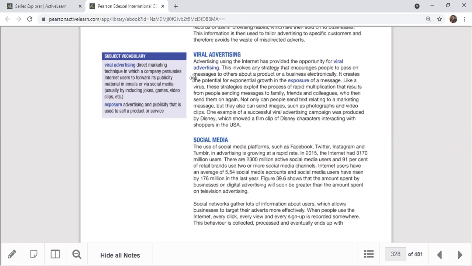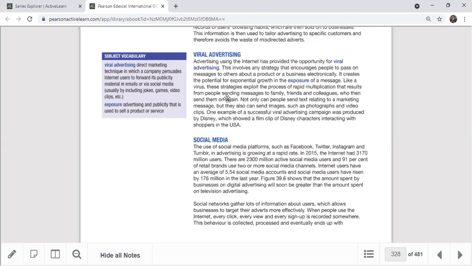Look at this. Viral advertising involves strategies that encourage people to pass on messages to others about a product or a business electronically. It creates the potential for exponential growth. Why? If I share to a group of 20 members, those 20 members will share to their related groups, so it grows exponentially. That's why sometimes an advertisement comes saying there's an offer, there's a game: send this message to 10 or 15 members, and then you will get some kind of discount or award. Sometimes it never happens.